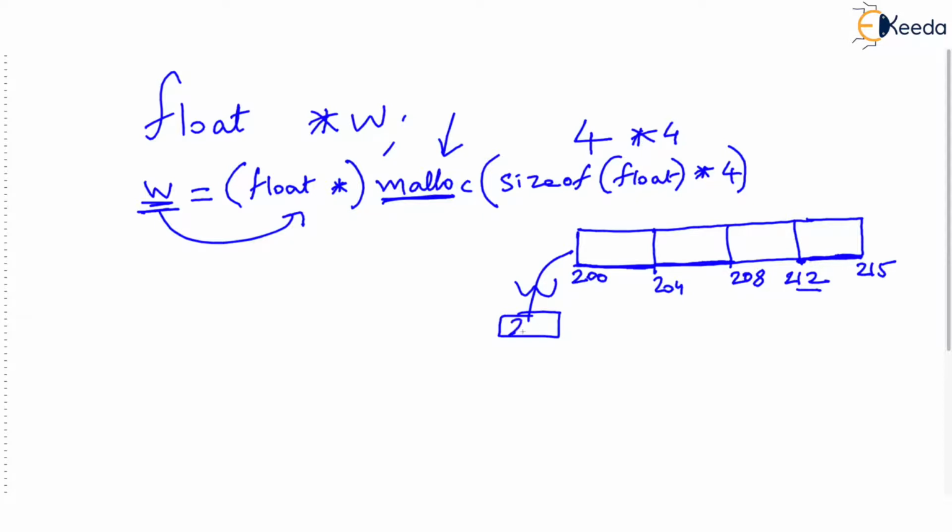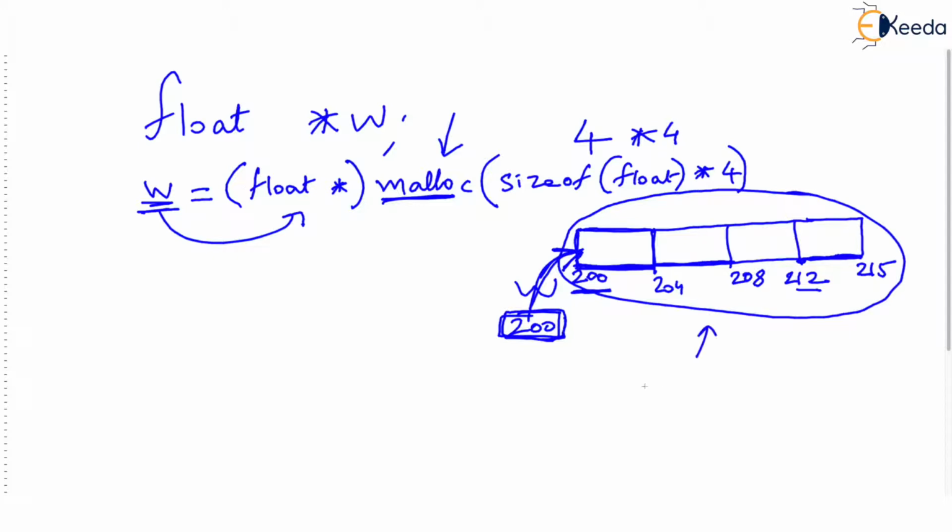And this W is going to store the address 200, and it's going to gracefully point to the first float. Note, W is an ordinary float pointer. It's a float pointer, so it is pointing to the very first float. But importantly, it knows the base address of the array. Please try to understand this. So this is as good as an array of 4 floats.